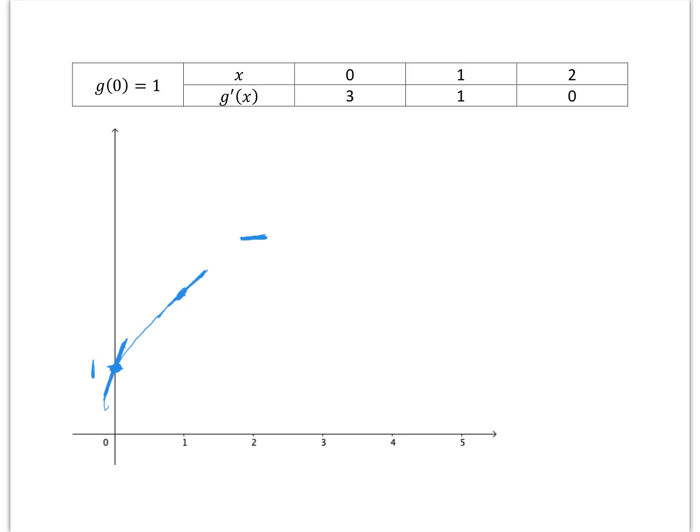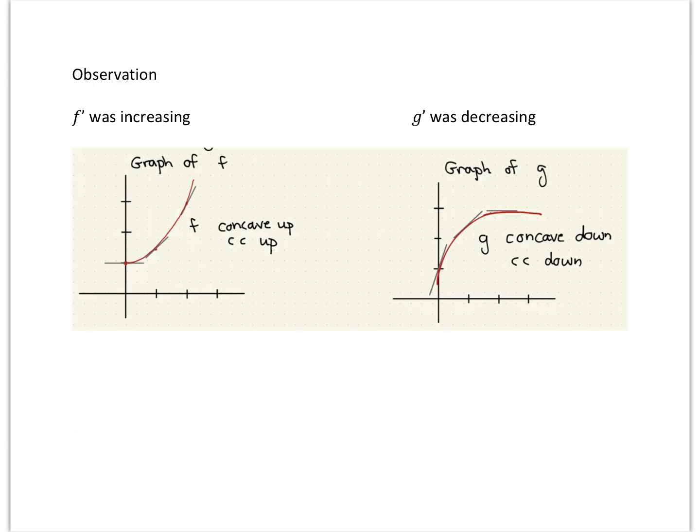And so my graph is going to have to look something like this, and it looks like g is concave down. So what we should have observed is that when f prime was increasing, meaning the slopes of the tangent lines were getting steeper, so we started flat, steeper, steeper, when f prime was increasing, f prime being the slopes of the tangent lines, then f becomes concave up because the increasing nature of those slopes is forcing the graph to bend upwards.